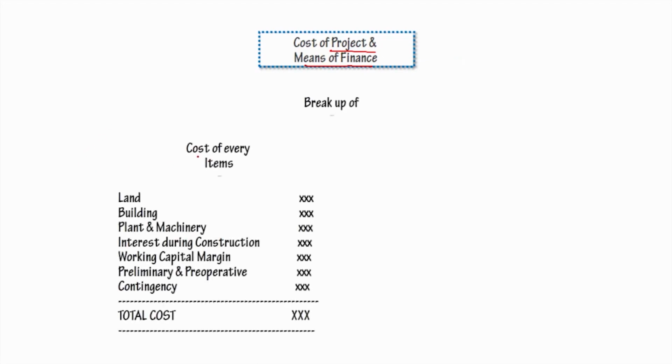Next, breakup of cost of project and means of finance should be given in the loan proposal so that the sanctioning authority can understand what are the components that make up this project and how this project is being funded alongside of the proposed term loans. Let's see the breakup of cost of every item.